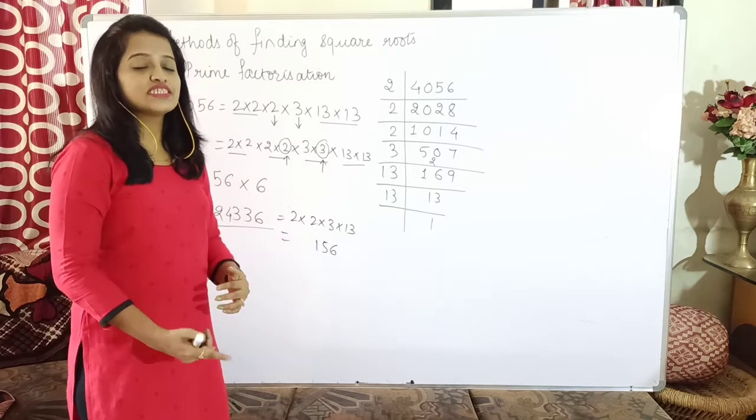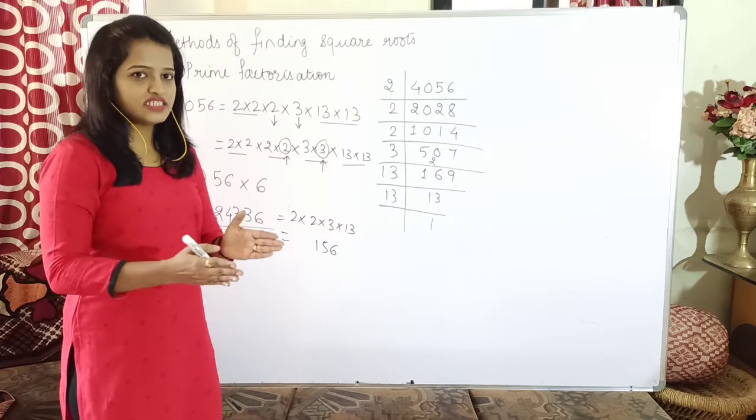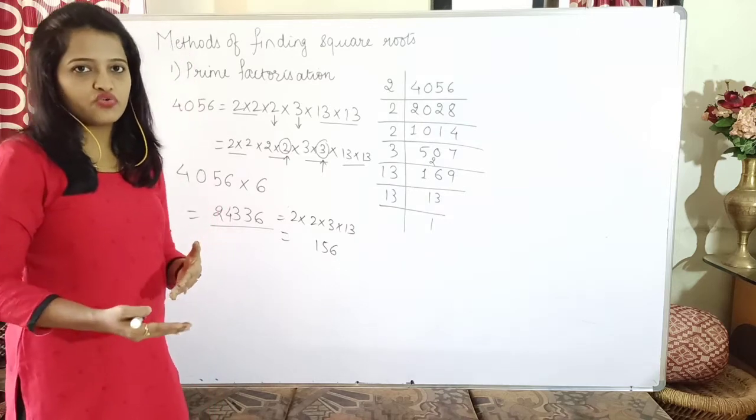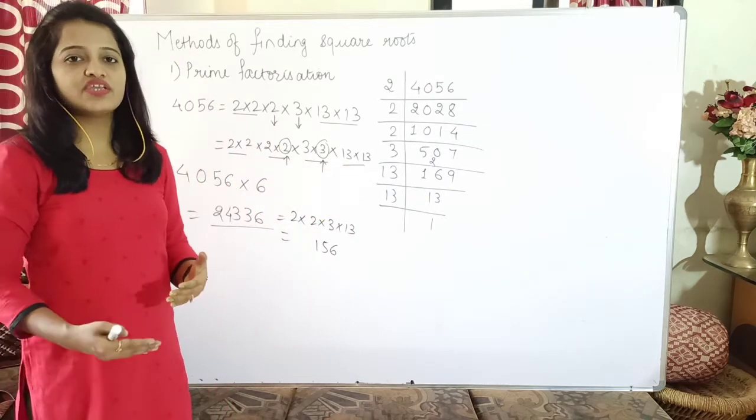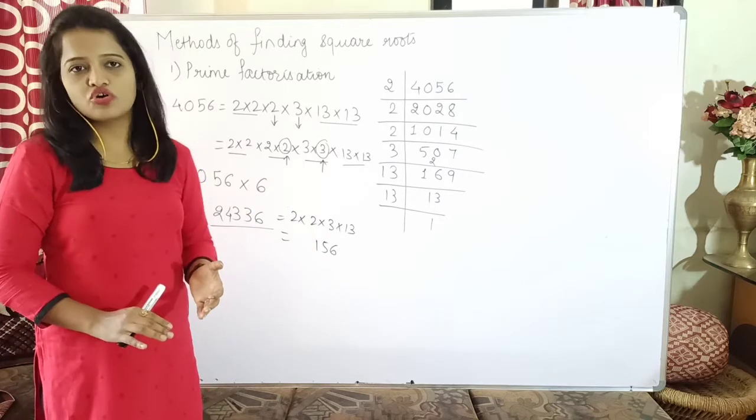Okay, so this is the next part of the question which could be asked. Check if the given number is a square or not. How do we check? If all the prime factors are in pairs, it is a square. If they are not in pairs, then it is not a square.